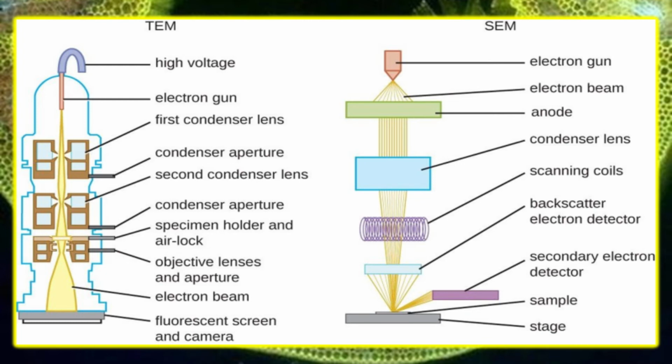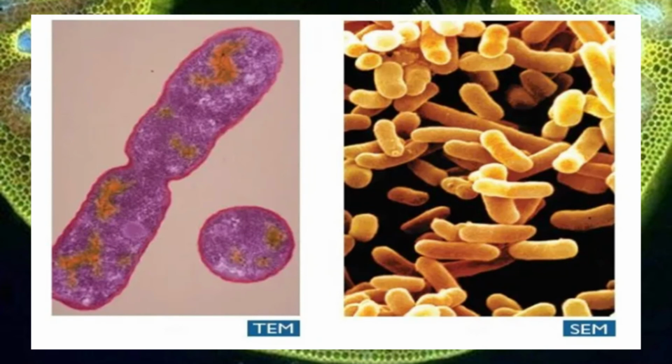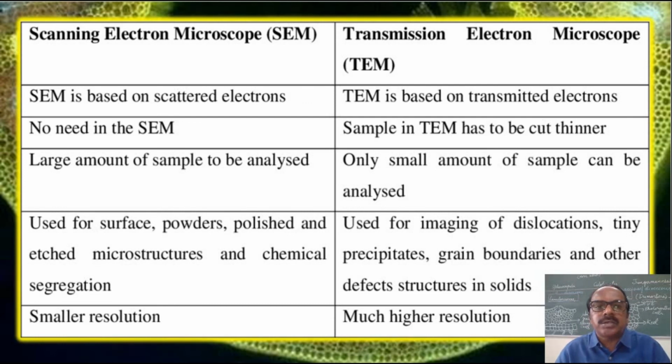And in case of a scanning electron microscope, the object need not be cut into thin sections. You can see small objects like pollen grains, spores directly. The surface is observed. The structure of the surface of the molecule or any object is observed. Whereas in case of a transmission electron microscope, the object has to be cut thin. A very thin section is required for observing under a transmission electron microscope.